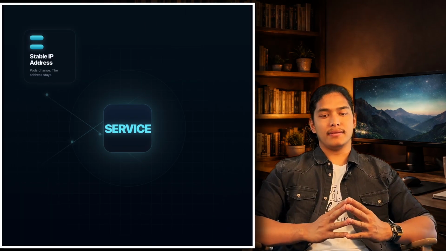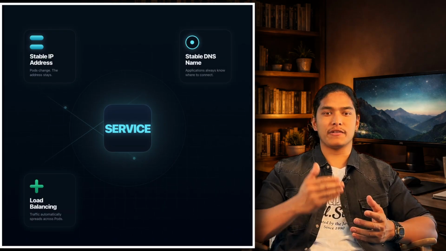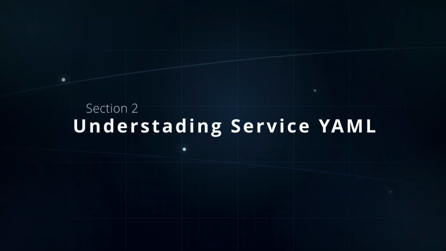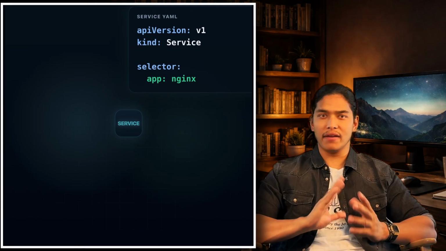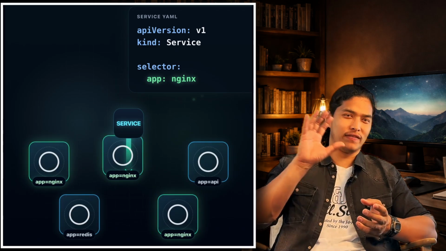Service provides a stable IP address, stable DNS name, automatic load balancing, and service discovery, which means the application doesn't need to care if the pod is alive. Kubernetes handles it automatically. These services find every pod that has the label Nginx and then send the traffic there. That's it. Kubernetes service is like a smart traffic router for the pods.